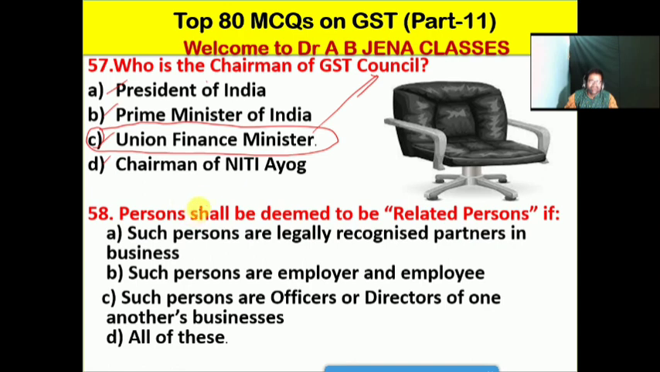So next one हम देखेंगे, persons shall be deemed to be related persons if: A, such persons are legally recognized partners in business; B, such persons are employer and employee; C, such persons are officers or directors of one another's business; D, all of these. So friends, D is the right option for this MCQ. The persons shall be deemed to be related persons in situations A, B and C. Friends, so D is the right option for this MCQ.